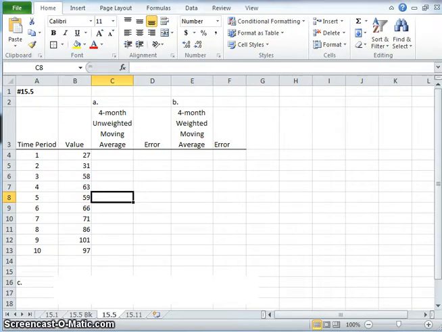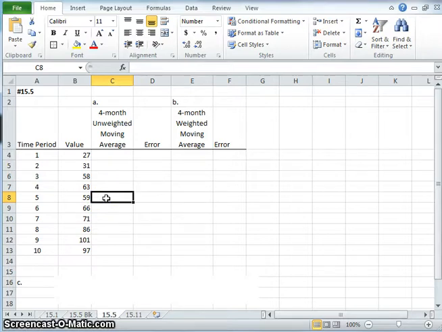This problem asks us to develop a couple of different moving average forecasts and then compute the errors and observe the differences in them. For part A, we're computing a 4-month unweighted moving average. And so we're going to start out there for time period 5.